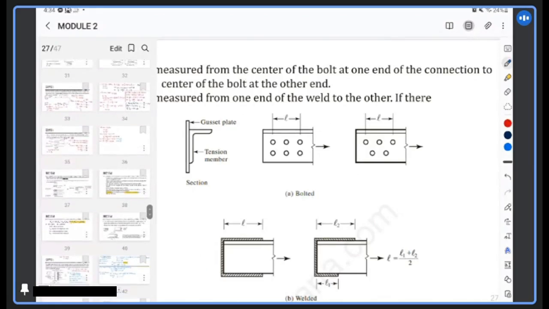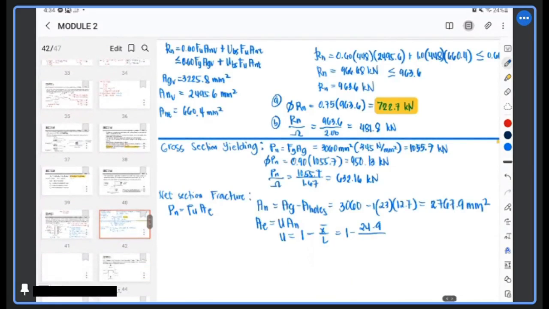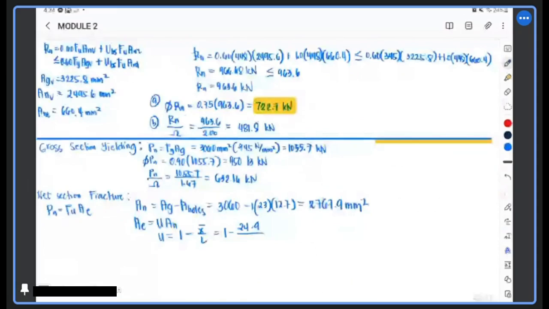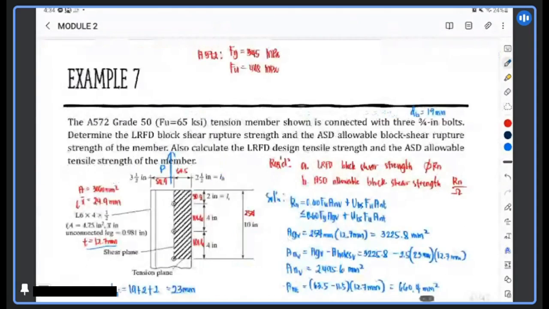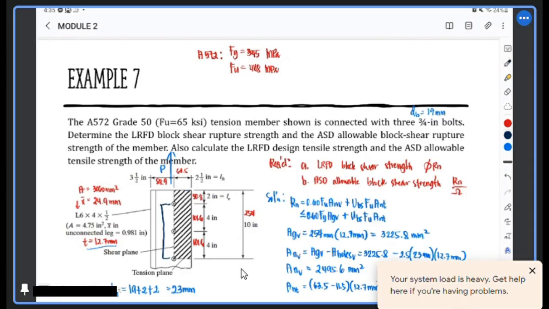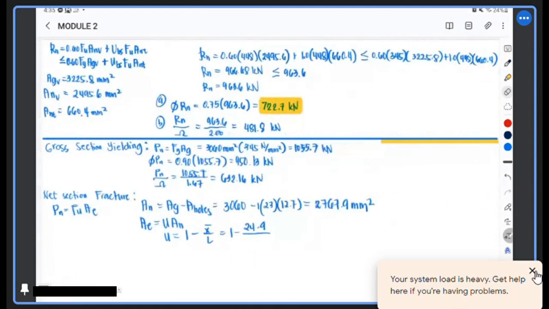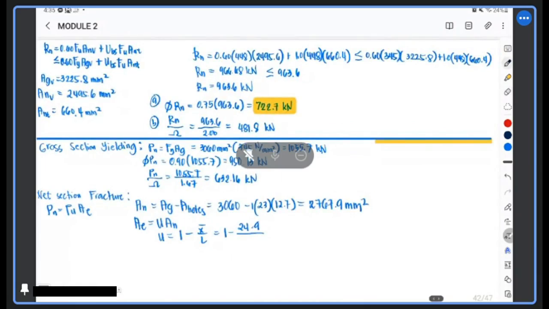Now going back, this distance, class, right? Where is that? This distance. And what is that distance? That's 8 inches or 101.6 times 2. Is that right? Yes, sir. That's twice of 4 inches or 101.6 mm. Okay, and that is your U. Please compute.